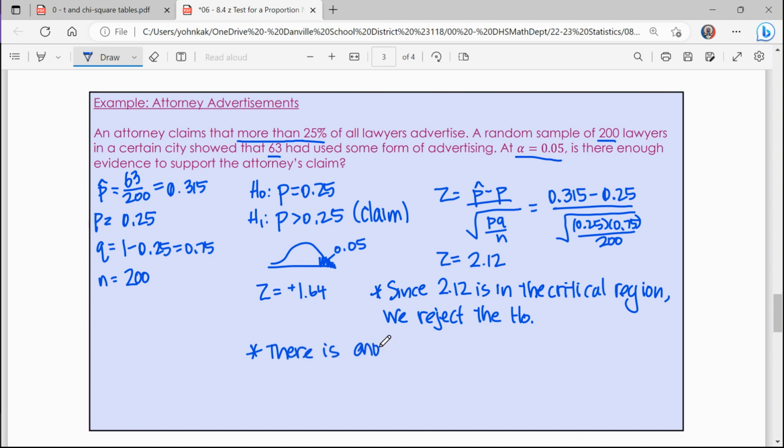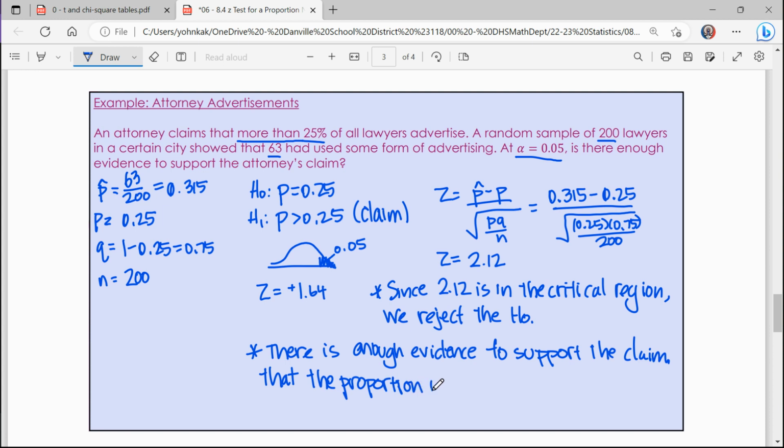There is enough evidence to support the claim that, and our claim is that more than 25%, that the proportion is greater than 25%. So answer the question: is there enough evidence to support the claim? And the answer is yes.